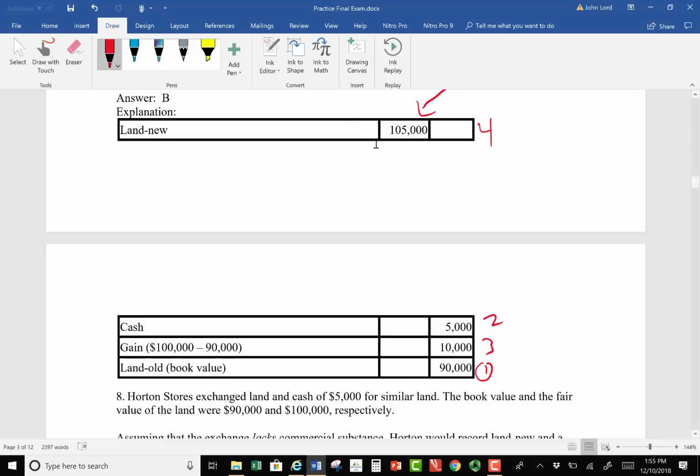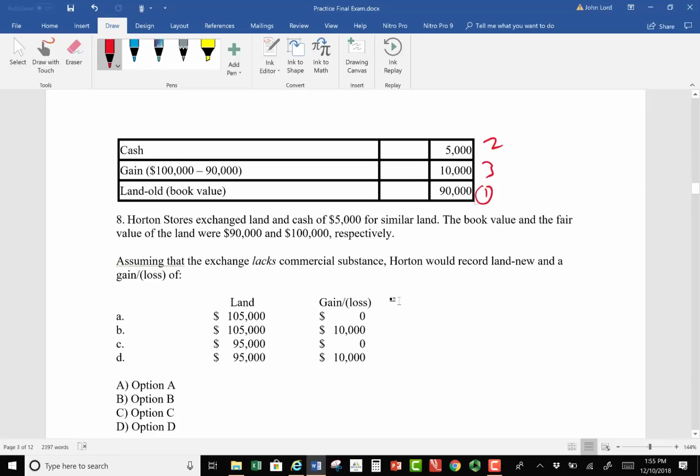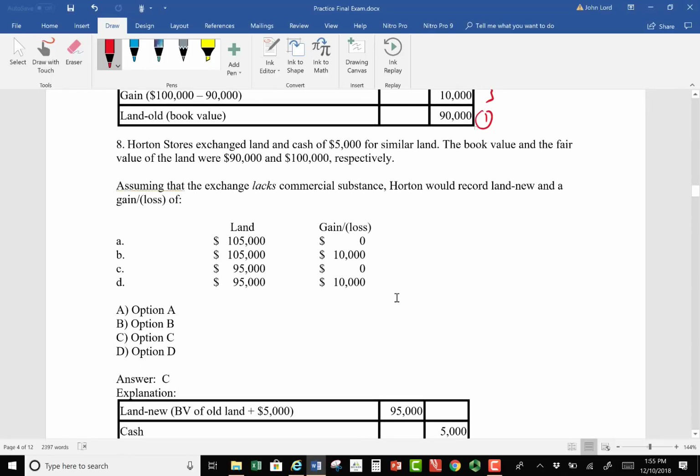Okay, good. Number 8, and I'm giving you quite a few of these because, again, your free response question is going to be something like this. Horton Stores exchange land and cash at 5,000. The book and fair value of the land, isn't this the same question? Oh, now it lacks commercial substance. Okay, good. So the gain is what?